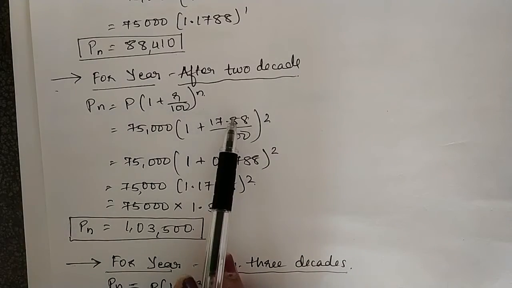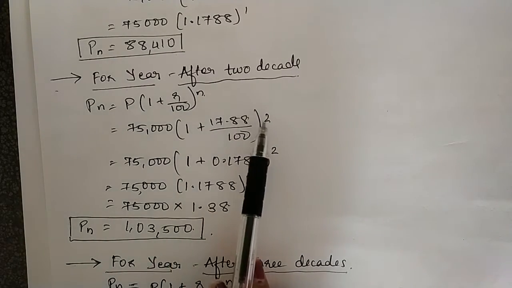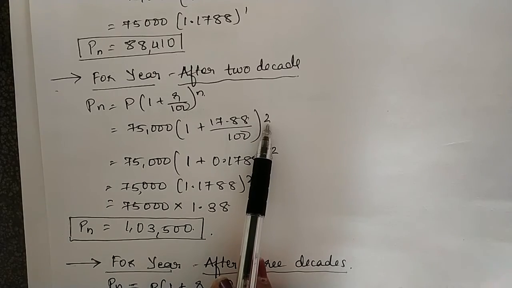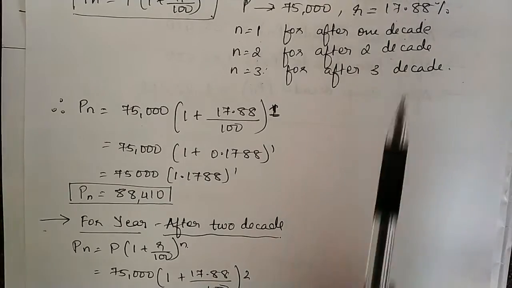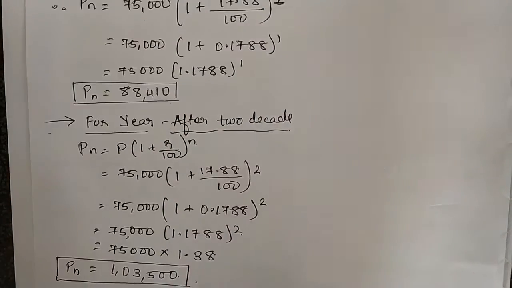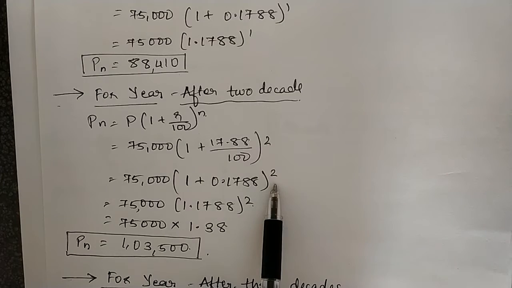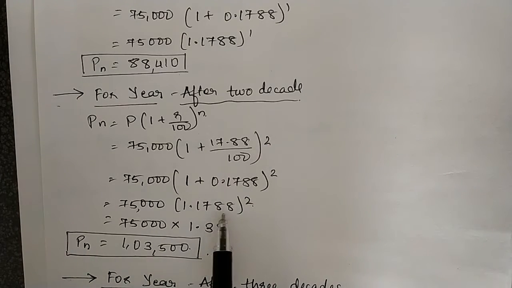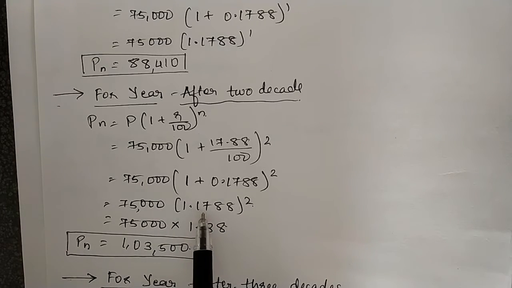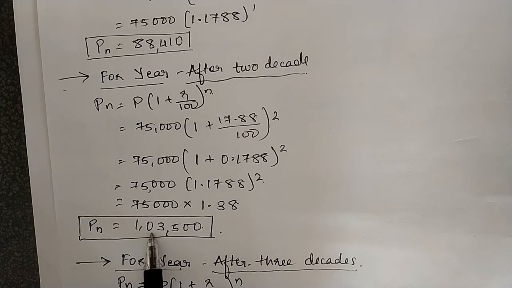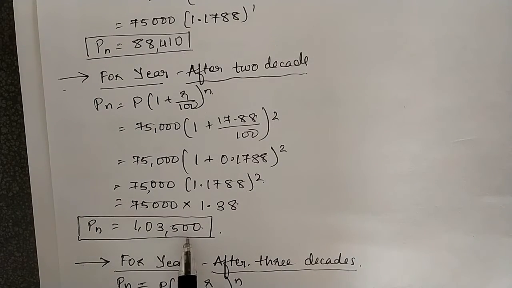P value same, R value same, only n value changes here. So n is raised to 2 now here. We have written n value is 2 for after 2 decades, isn't it? So after 2 decades when I am solving, n value becomes 2 here. Else everything is same. Substitute this. Now here n raised to 2, so square this 1.1788 term, then multiply with 75,000, you will get the answer here. Clear? So it is 1,03,500. So this is for after 2 decades.